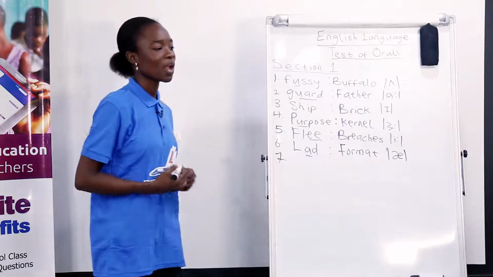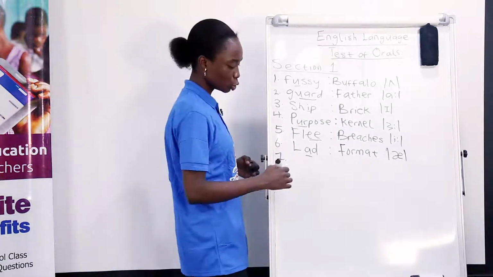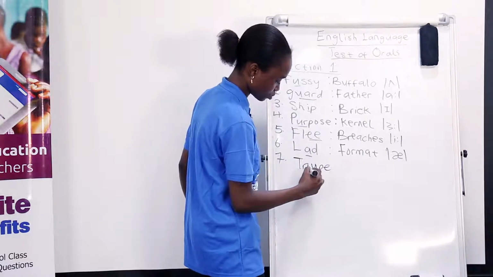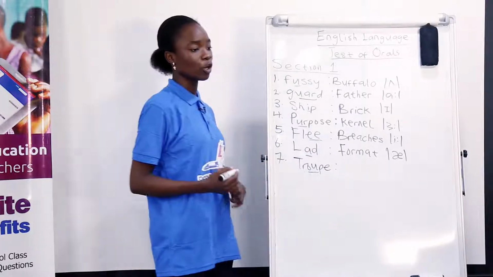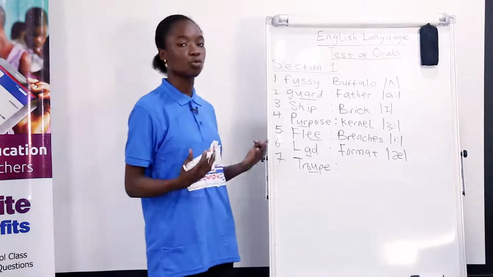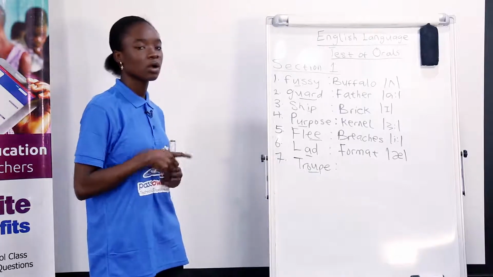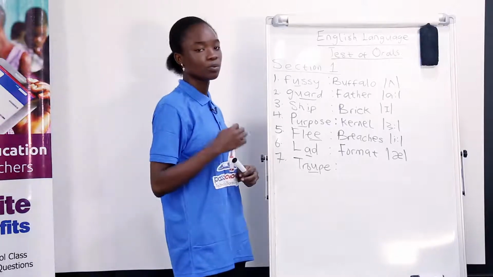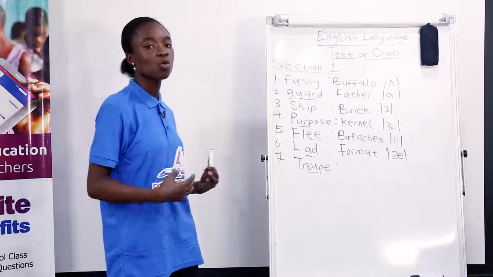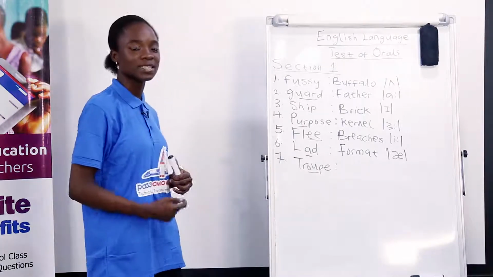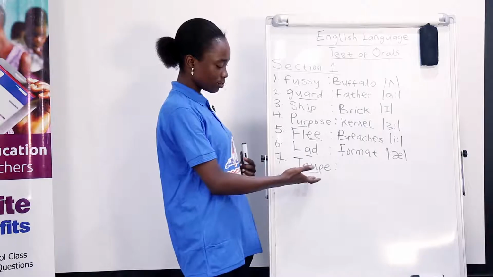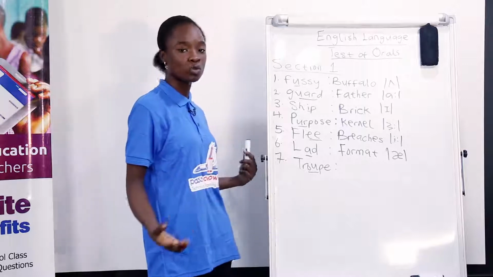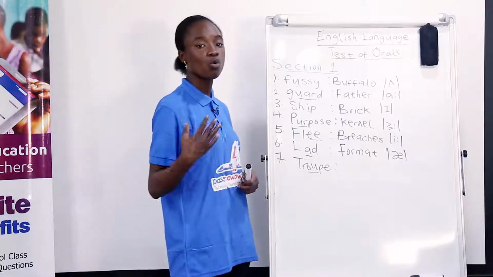Number seven, we have troop, with a long oo sound. Chew. Option A, we have cook. Option B, we have paw. Option C, we have push. And option D, we have oo. So the correct answer is oo. This is chew. They both have the same vowel sound, the long oo sound.